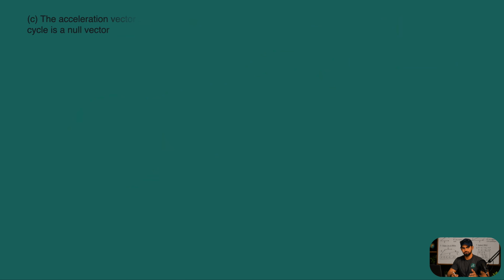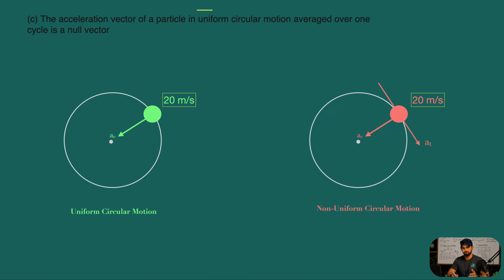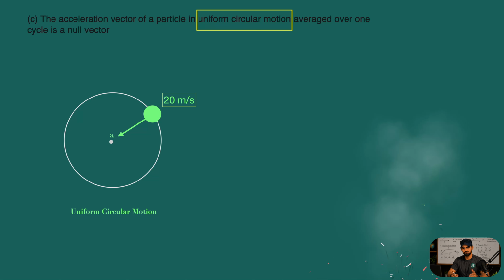Now let's solve statement C. The statement says, the acceleration vector of a particle in uniform circular motion, averaged over one complete cycle, is a null vector. Earlier, we saw that there are two types of circular motion. Here, we'll focus only on uniform circular motion. For uniform circular motion, the only acceleration present is centripetal acceleration, which always acts towards the center of the circle.